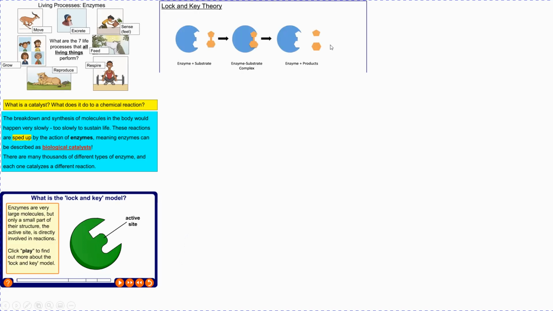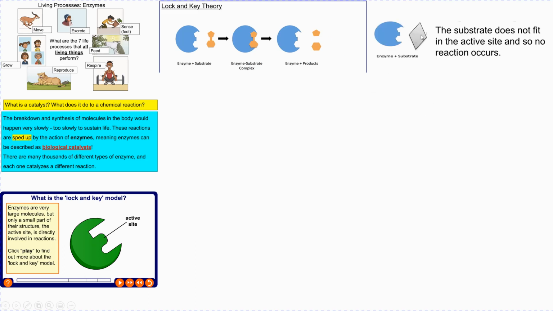So this is just in diagram form. So you've got your substrate that slots into the active site as long as it is the correct shape, it's the correct substrate. It forms this enzyme substrate complex, and then it's split into two products. It isn't always split into two products, but it's split into smaller parts.